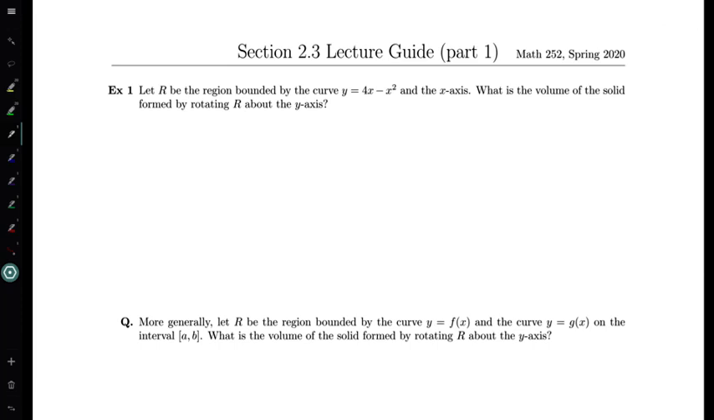All right, welcome to section 2.3. This time we're going to be talking about a different way of computing the volumes of some of these solids of revolution, in a way that is not going to use the slicing method.